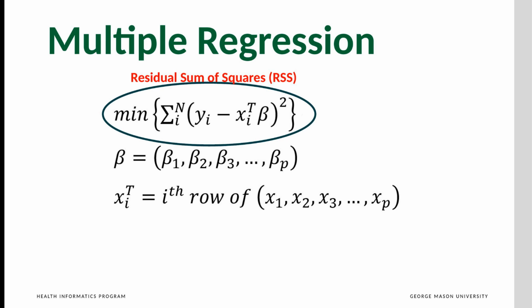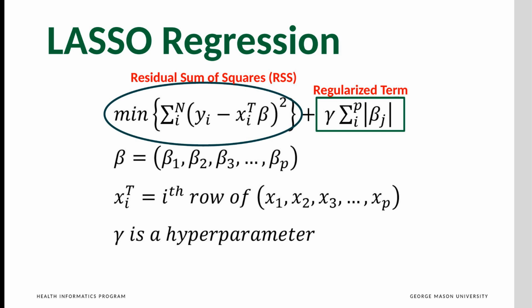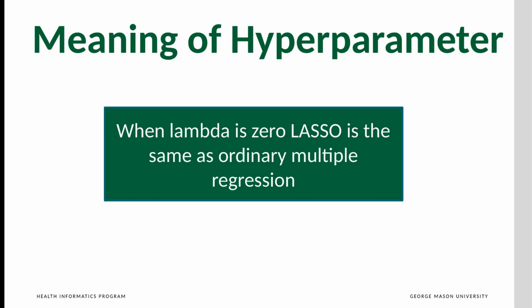Ordinary regression is minimizing the sum of squares of residuals. In LASSO, we add the regularized term to minimize the number of features allowed. When lambda is 0, LASSO is the same as ordinary multiple regression.